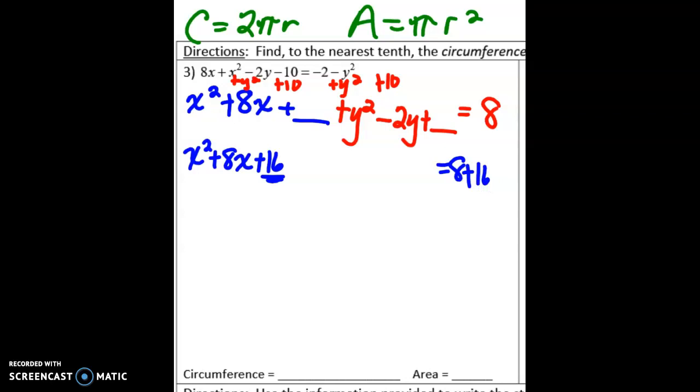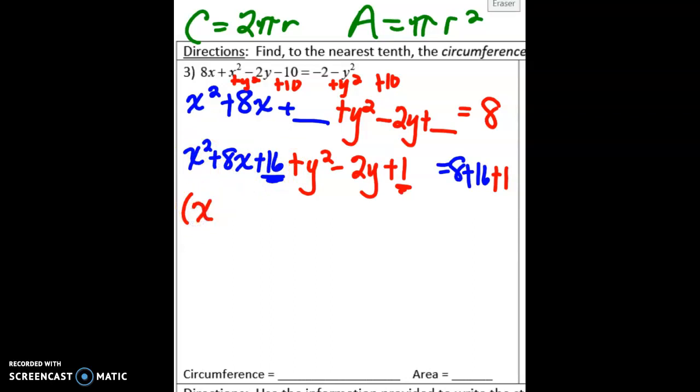And I'm going to work with the y's. I'm going to take half of negative 2 and square it. And that's a positive 1. And if I add 1 there, I'm going to have to add 1 over here. Okay. So that was what I did to complete the square. To make the equation equal, I do the same thing to both sides. So over here, I'm going to write this in factored form.